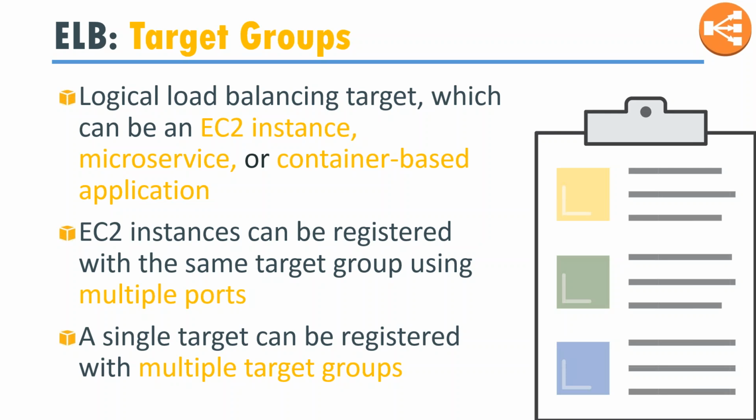And once again, multiple ports are available. You can have a wide range of ports you can forward to. There is no hard and fast rule saying this is the port that you can use. And you can have the same target registered to multiple target groups. So in other words, your EC2 instance can receive traffic from multiple load balancers also. So that is also possible to configure.